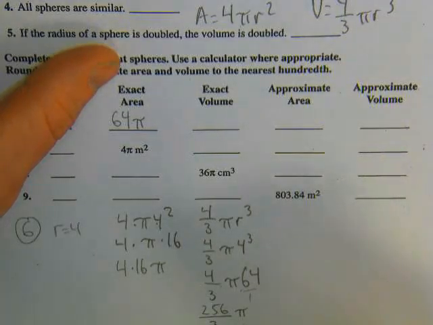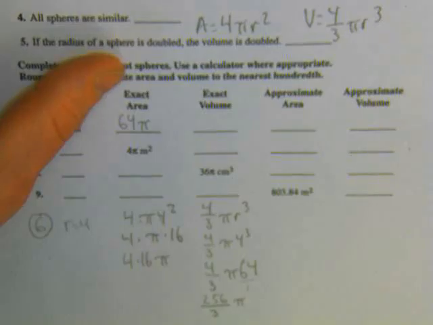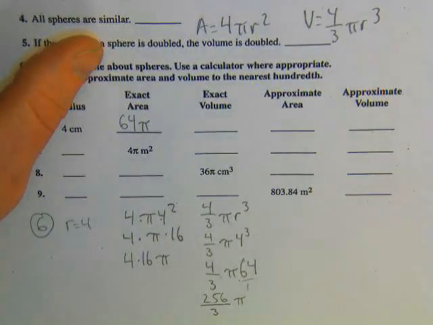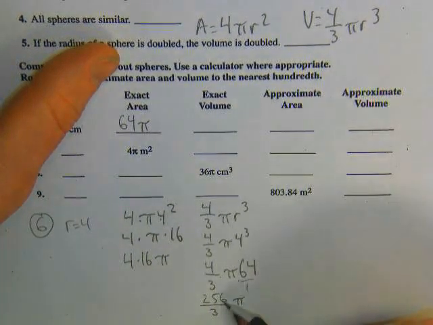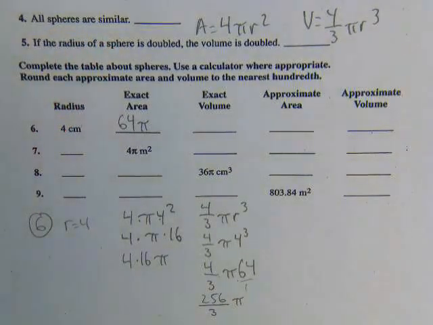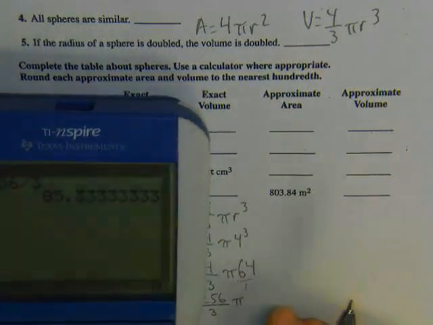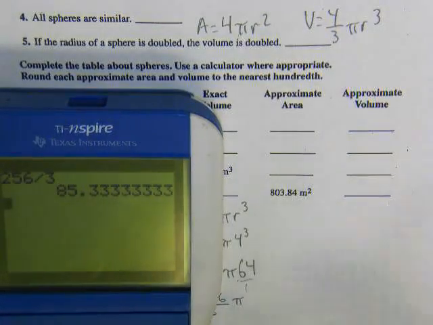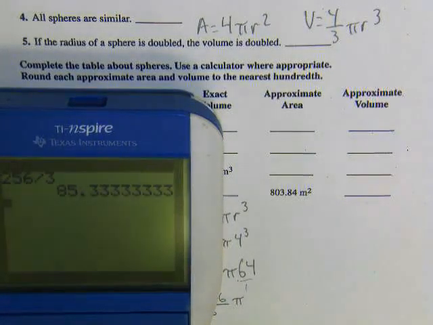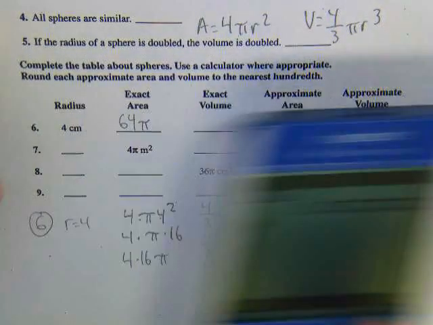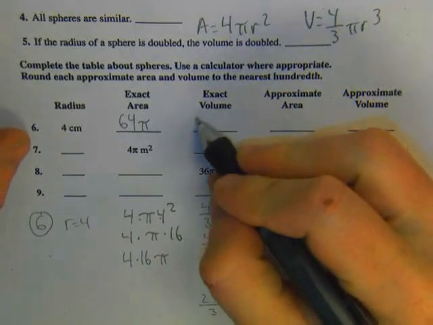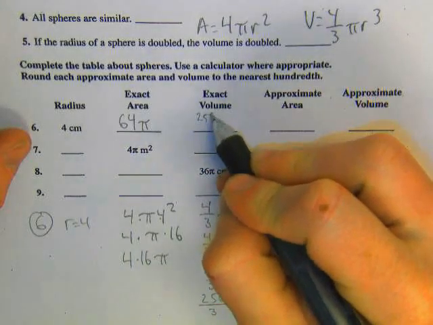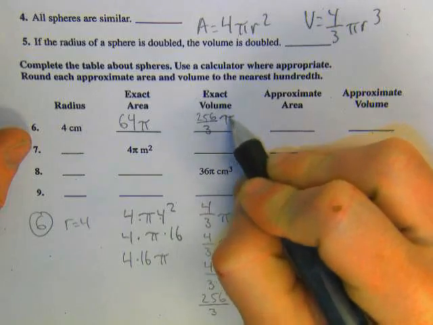Now, I don't know if this reduces, right? 3 could go into 6, I don't know. So here's where I get out my calculator. 256 divided by 3 is 85 and 1/3. 0.33 is 1/3. So I know it doesn't reduce, so I'm just going to leave it, because again, the exact is exactly, no rounding. 256 over 3 pi.